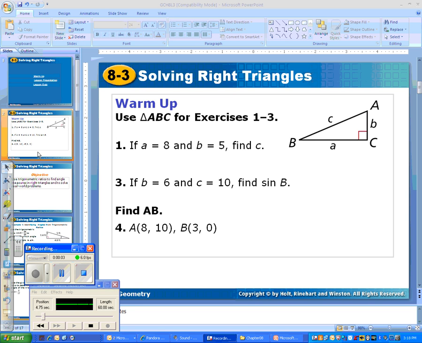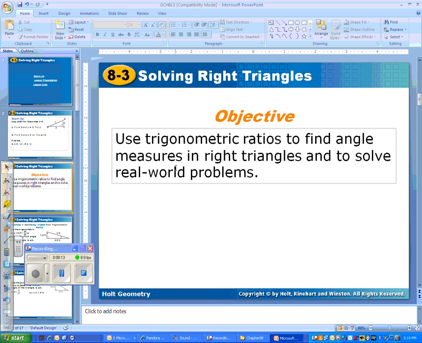8.3. We are now awesome at trigonometry, and we're going to start using trigonometry to solve right triangles. So by the end of the lesson today, you should be able to use trig ratios to find angle measures in right triangles and to solve real-world problems. So far we found side lengths. Now we're going to actually find angle measures.